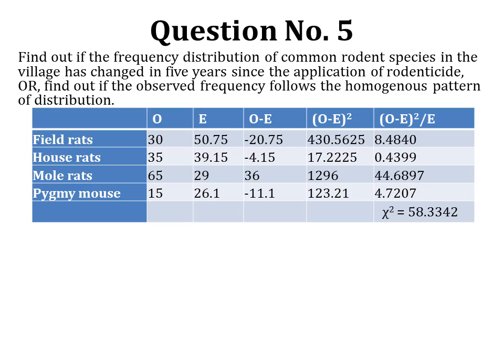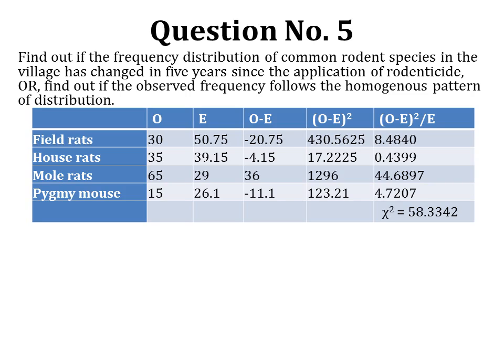So first one is 30 minus 50.75, which is the observed and expected frequency of field rats, and the answer is minus 20.75. Then we have minus 4.15, which is the difference between the observed and expected frequency of house rats. Then we have 36, which is the difference between observed and expected frequency of mole rats. And then we have minus 11.1, which is the difference between observed and expected frequencies of pygmy mouse.